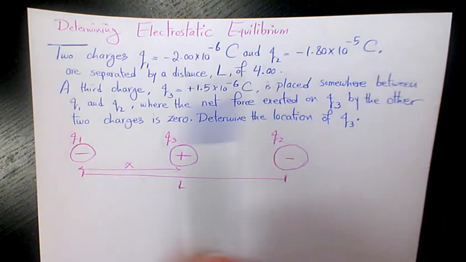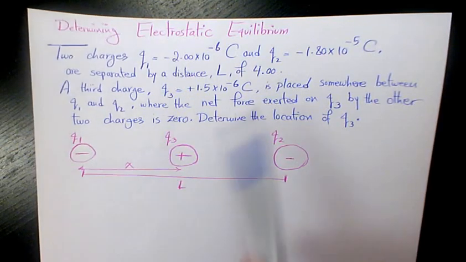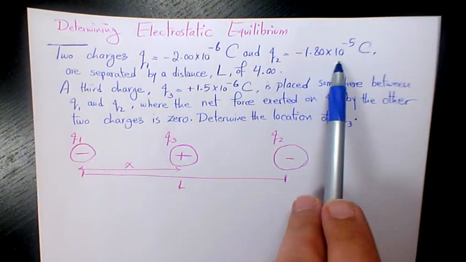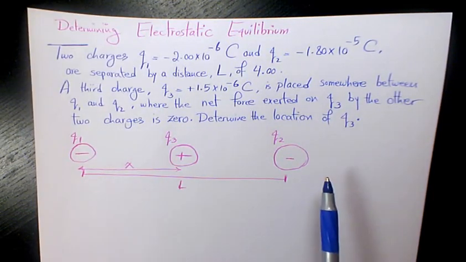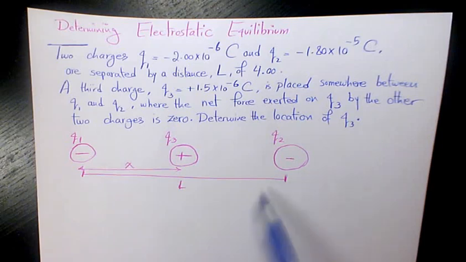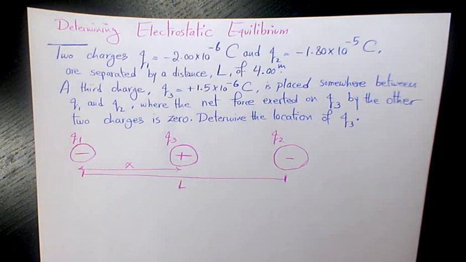Two charges, Q1 negative 2 times 10 to the power of negative 6 Coulomb, and Q2 negative 1.8 times 10 to the power of negative 5 Coulomb, are separated by a distance L of 4 meters. A third charge, Q3, 1.5 times 10 to the power of negative 6 Coulomb, is placed somewhere between Q1 and Q2, where the net force exerted on Q3 by the other two charges is 0. Determine the location of Q3.